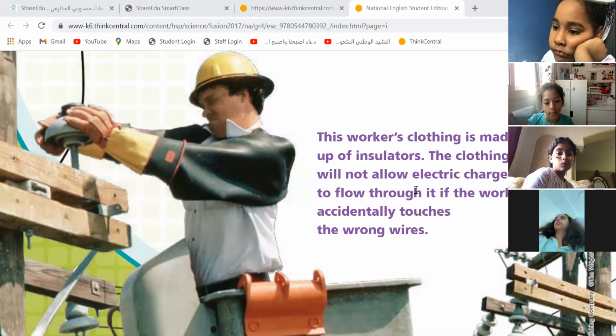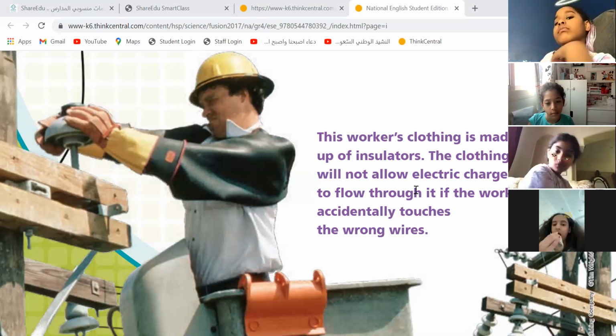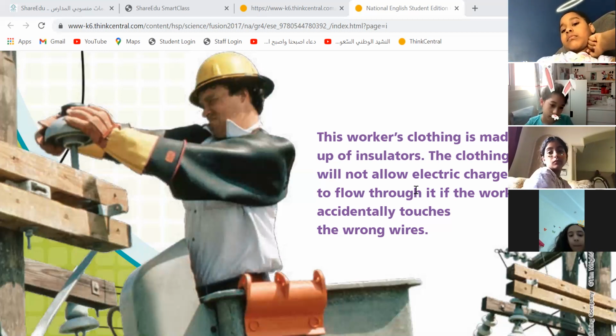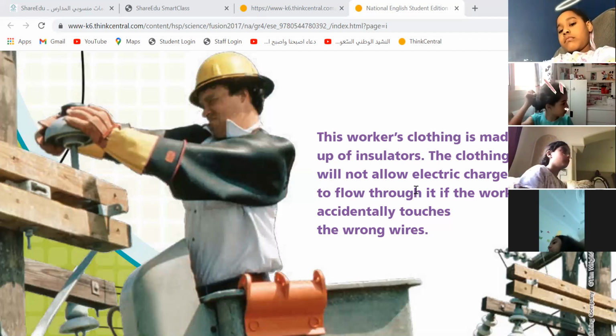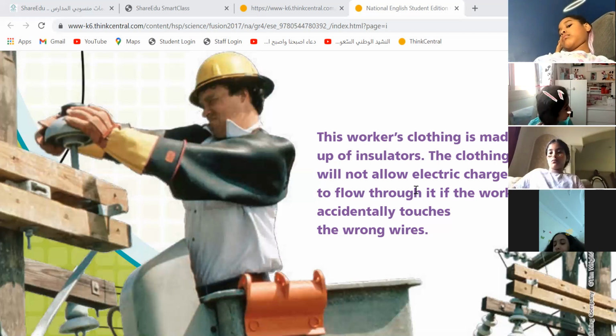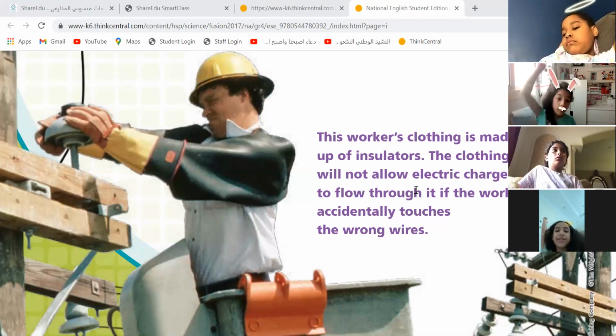So insulators are the haters. Remember, they do not like to move things from one place to another. They are the lazy helpers. Who can tell me?